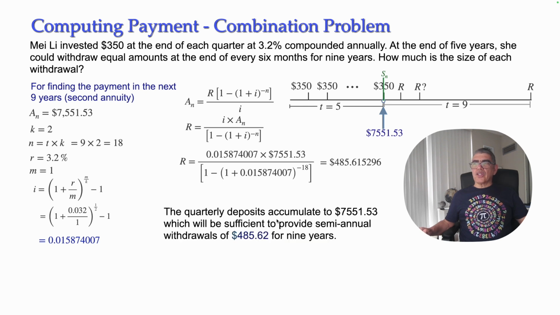So the quarterly deposits that we have at the beginning accumulate to 7,551.53, which will be sufficient to provide semi-annual withdrawals of 485.62 for 9 years. And that answers the question of this problem.